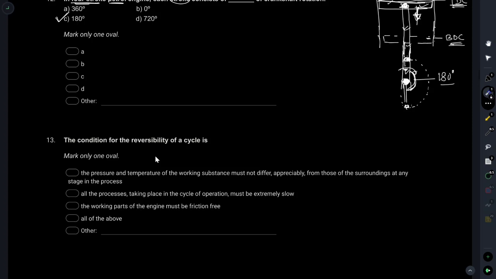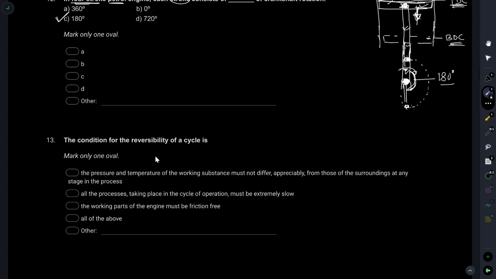That means, for reversible, what are the conditions? Like we have known, a process is said to be reversible if the initial condition can be regained by the same path without affecting the conditions of the system and surroundings. Such a process is known as a reversible process, right?